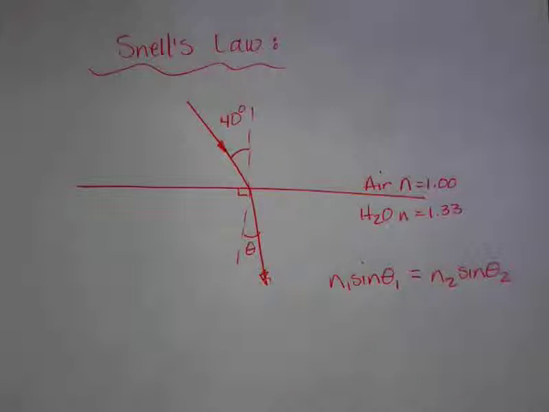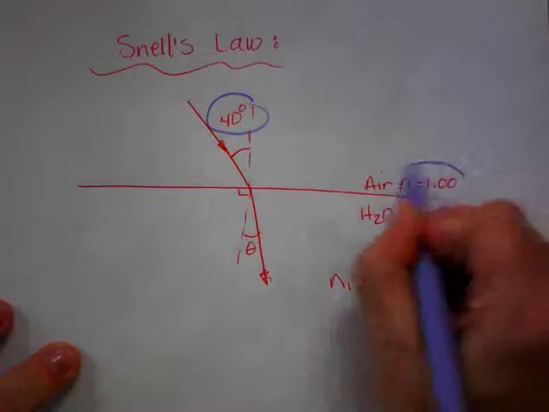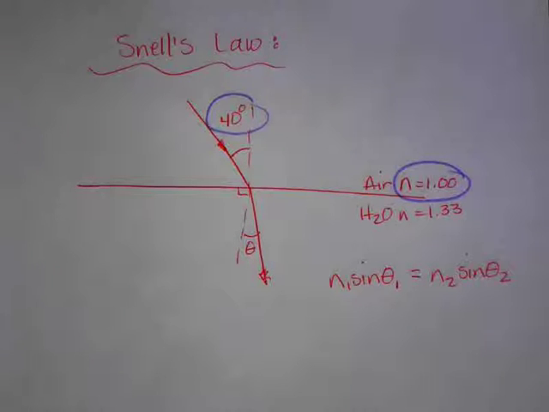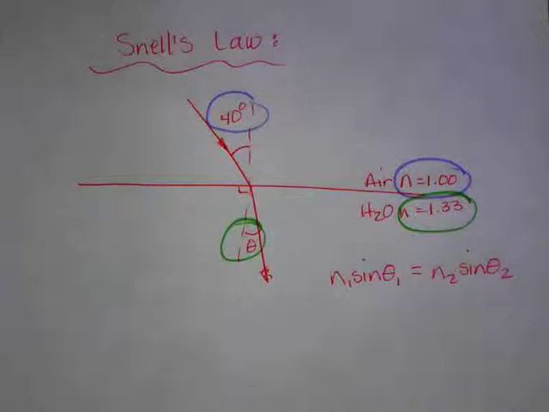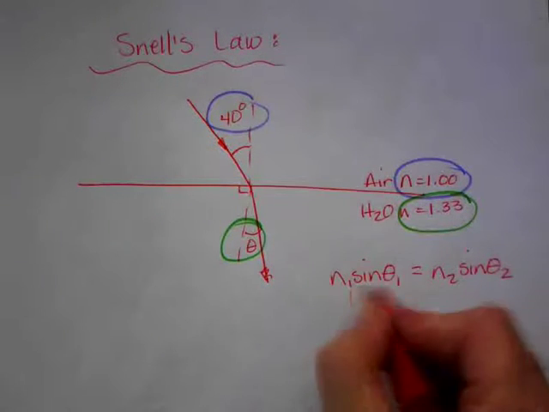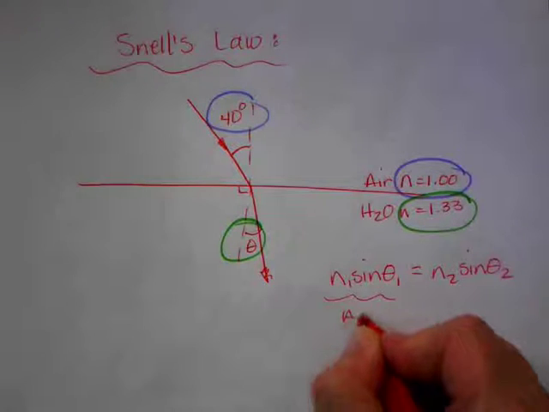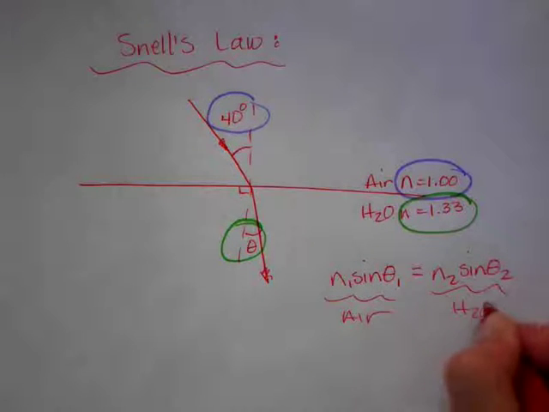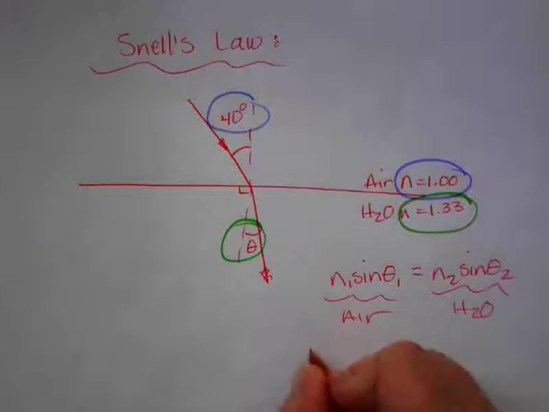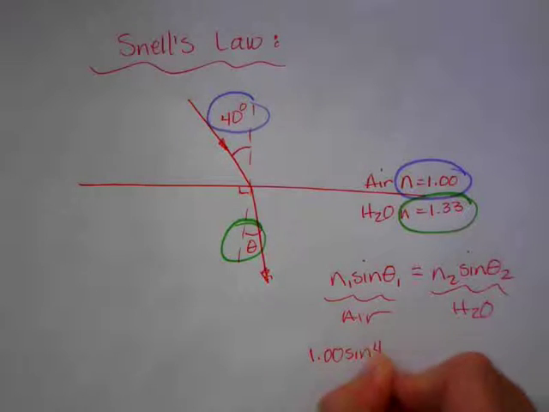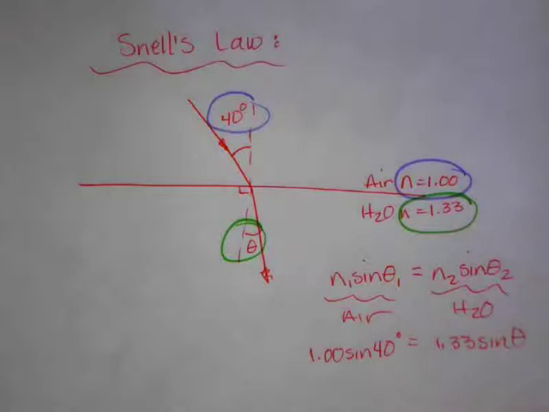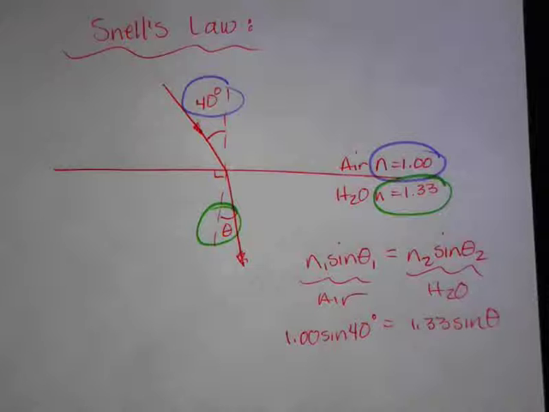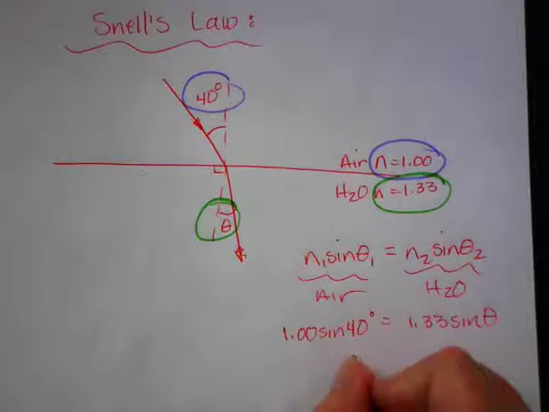All right. So for these, the only tricky thing is making sure that you match up the angle and the n value on the same side of the equation. So here, the angle and the n value, that's your unknown. Let's say that this side is air and this side is water. So we've got 1 sine 40 equals 1.33 sine theta. And then you solve for theta, and you get about 30 degrees.